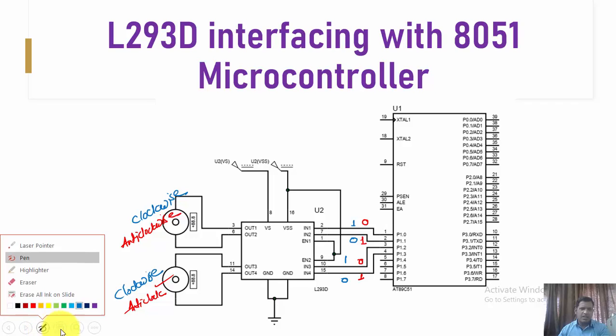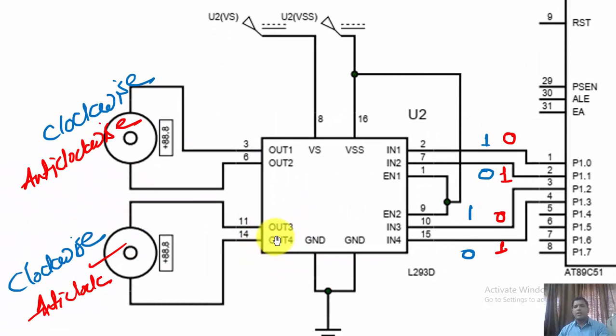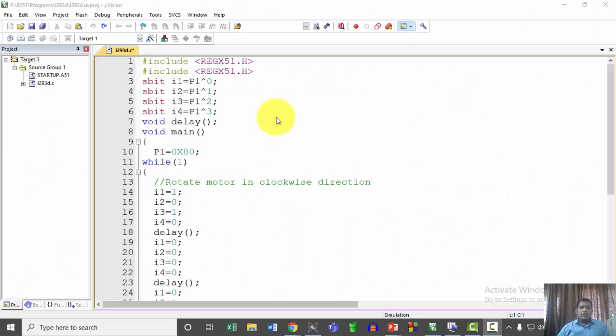So this is a simple and straightforward logic that we are going to implement in Keil IDE and demonstrate in simulation software. What we are going to do is first run both motors in clockwise direction, wait for some time, and then run both motors in anti-clockwise direction. So let's see. Consider this program.